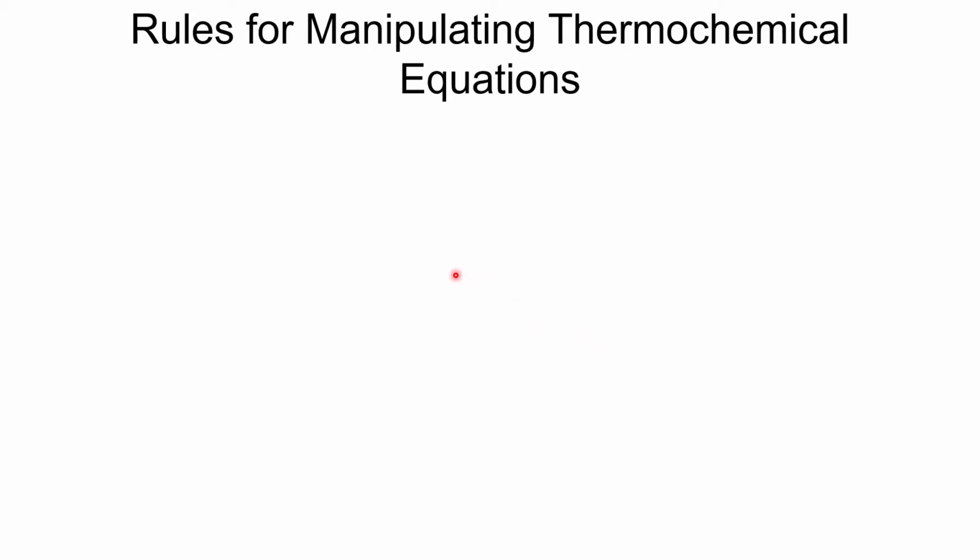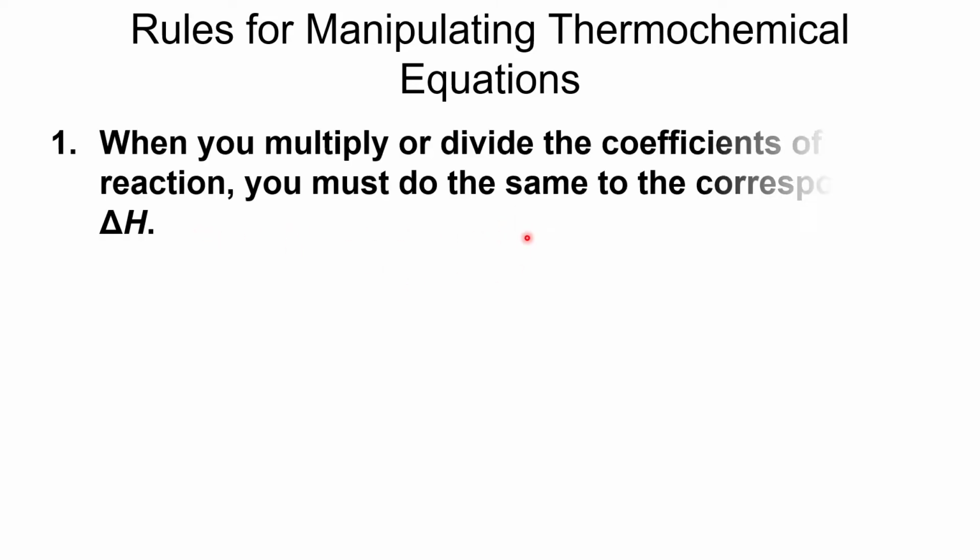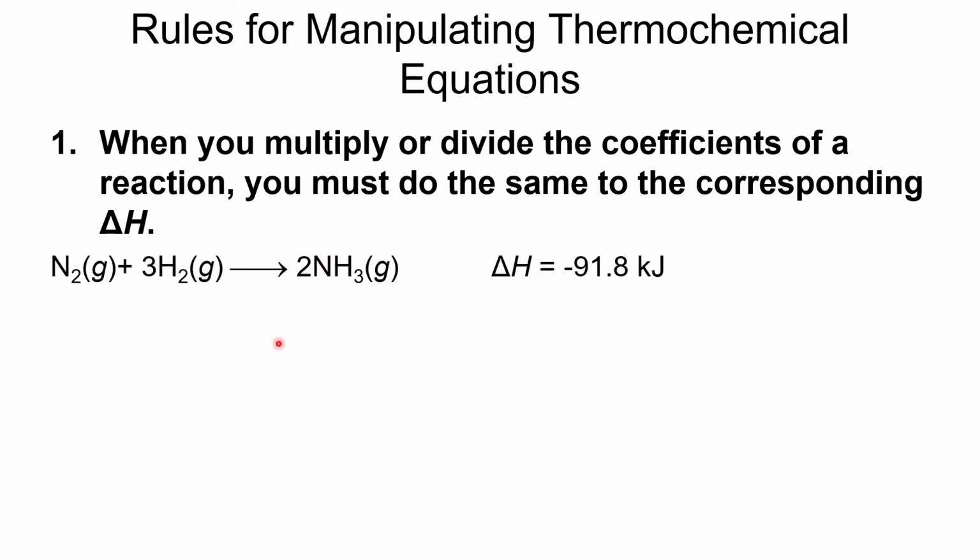So the first thing that we want to look at is a couple of rules for thermochemical equations, and these are related to those 3 things that I just showed you. First of all, if you multiply or divide the coefficients of the reaction, then you need to do the same thing for the corresponding delta H. So for example, what this thermochemical equation as written means is if you combine 1 mole of nitrogen gas and 3 moles of hydrogen gas to make 2 moles of ammonia gas, it will release 91.8 kilojoules of heat at constant pressure.